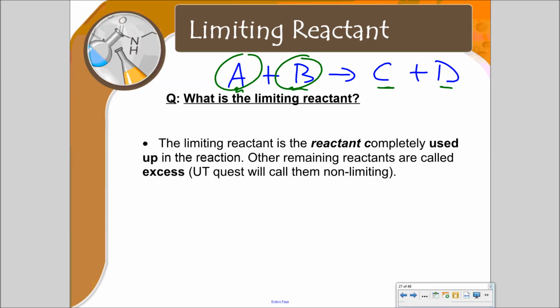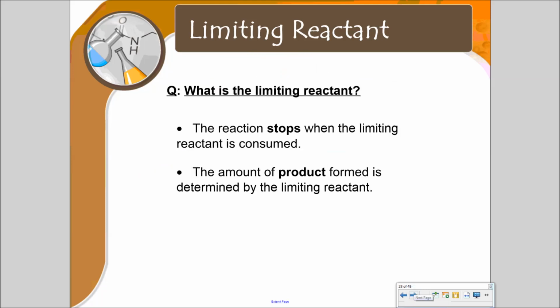So the limiting reactant is the reactant that's completely used up in the reaction. The other remaining reactants are going to be called excess. If you're practicing with UT Quest, it will call the excess reactant non-limiting. So what is the limiting reactant? Again, the reaction stops when the limiting reactant is consumed. Because there's no more reactant there, the reaction cannot continue, so it will stop.